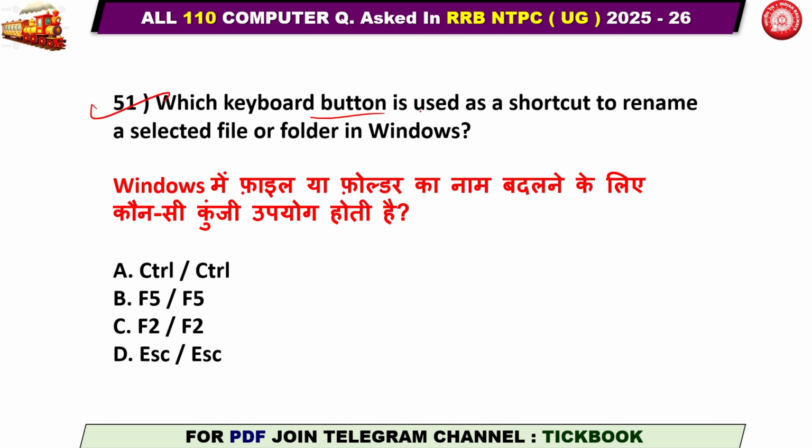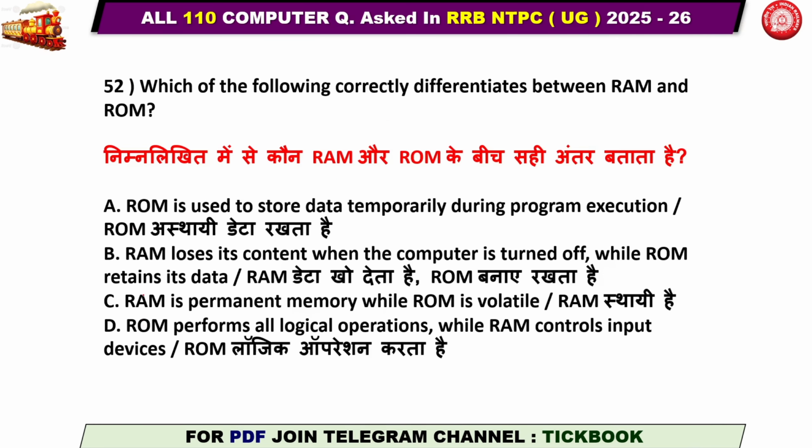51. Which keyboard button is used as a shortcut to rename a selected file or folder in Windows? Option number C, F2. 52. Which of the following correctly differentiates between RAM and ROM? Option number B, RAM loses its content when the computer is turned off, while ROM retains its data.